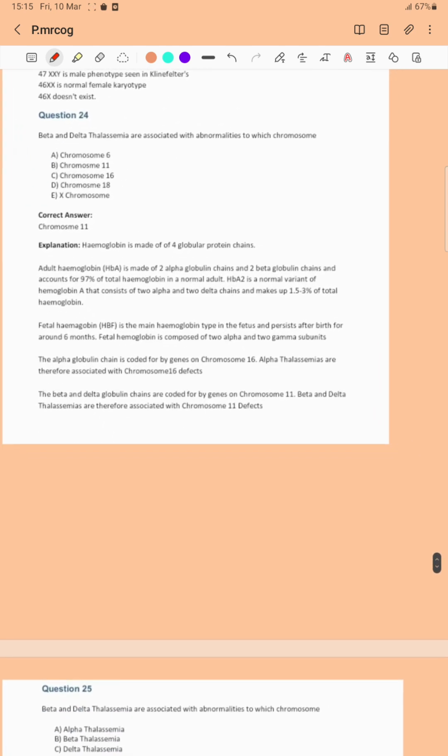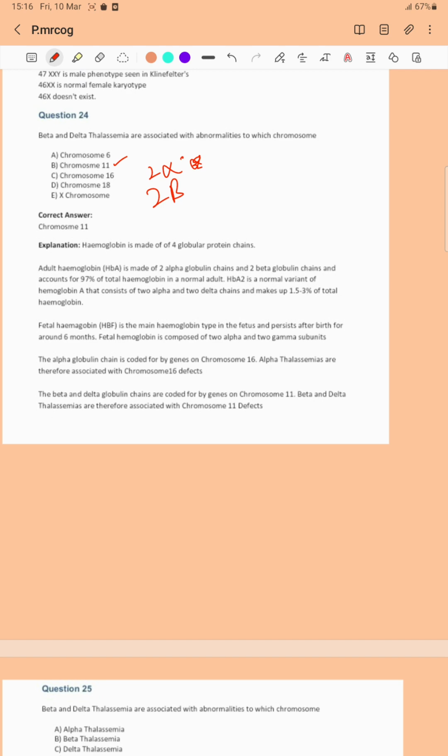Next question: beta and delta thalassemia are associated with abnormalities of which chromosome? So this is chromosome number 11. Hemoglobin is made up of 4 globin protein chains, and adult hemoglobin is made up of 2 alpha and 2 beta chains, and it accounts for 97% of the total hemoglobin in the normal adult.